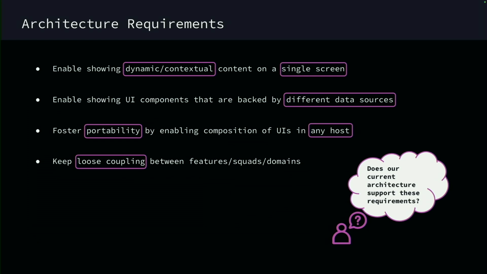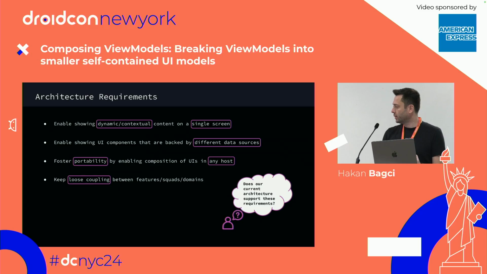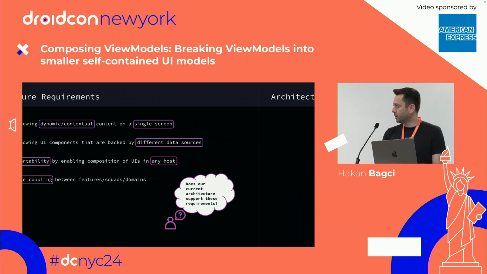So these are the requirements, and here is our next question that we need to answer. Does our current architecture support these requirements? Let's run a very quick architecture review to answer this question.